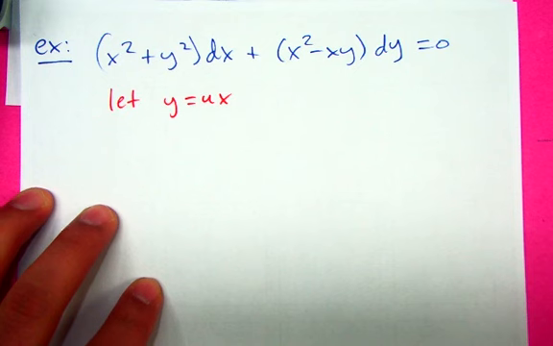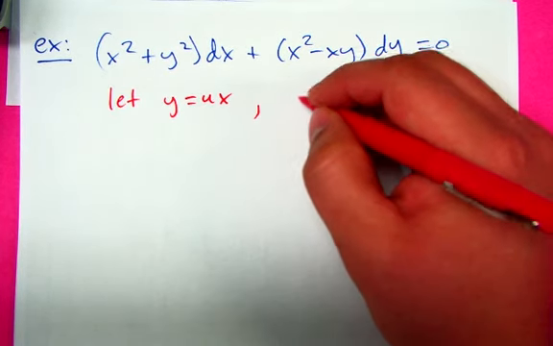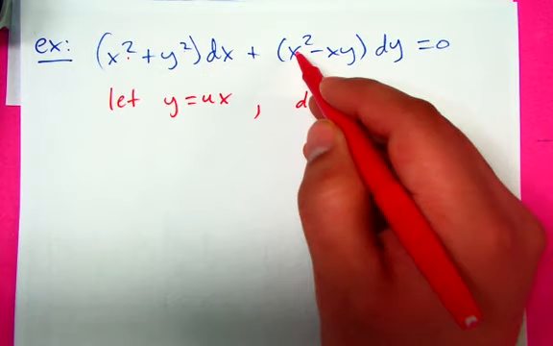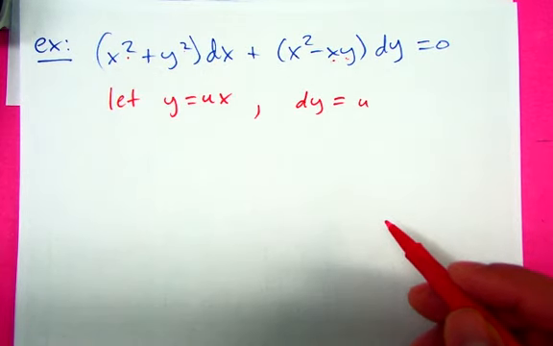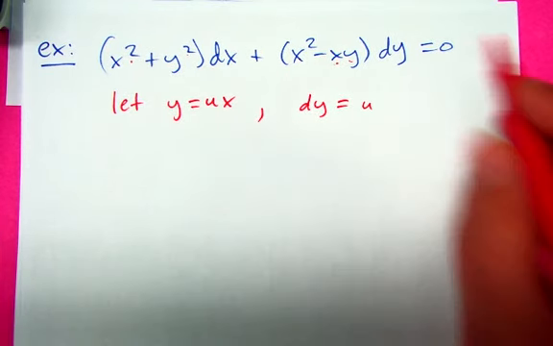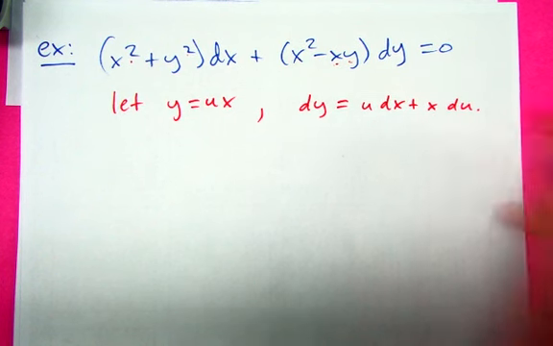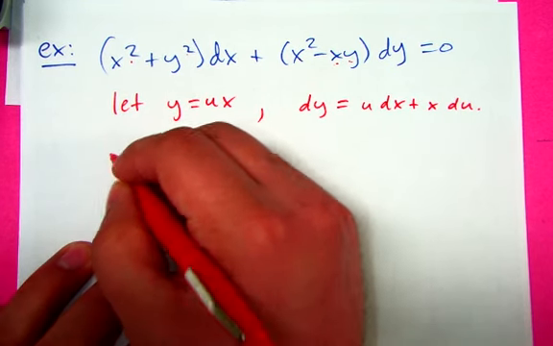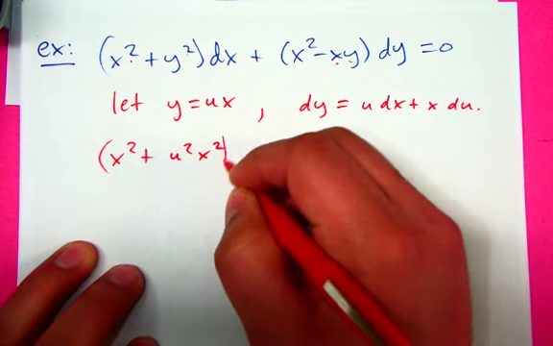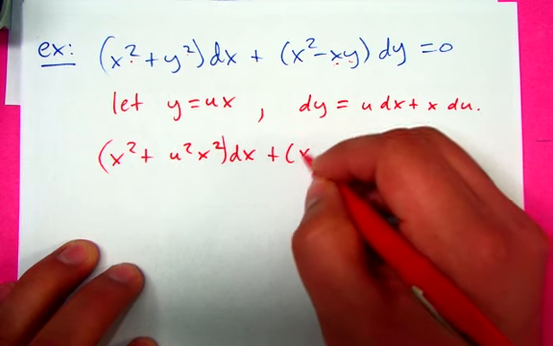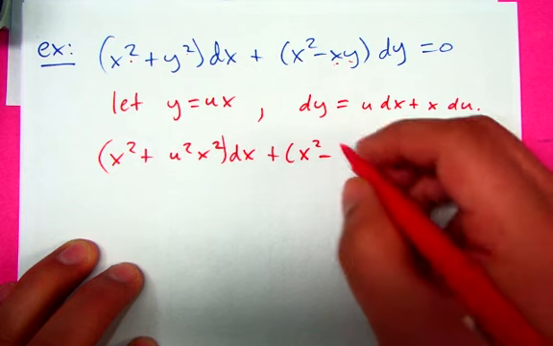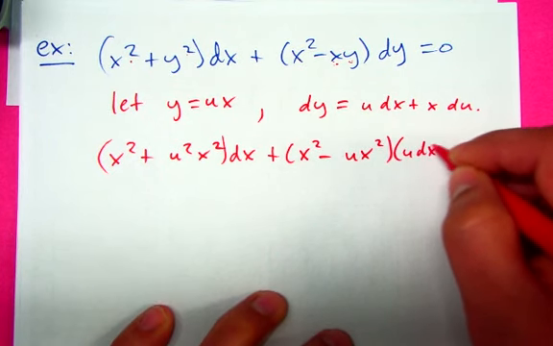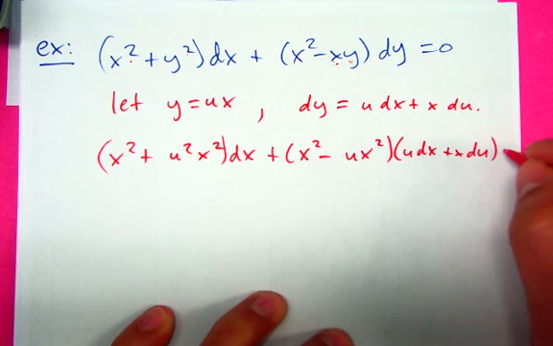y equals ux, just like we did for the proof. So then dy would be u dx plus x du. Did you get that it was degree 2 because of x squared? Well, yeah. x squared, y squared, x squared, and then this is a linear times a linear, so it's technically quadratic. Now we're going to replace the y's with u and x. So we get x squared plus u squared x squared dx plus x squared minus x times ux. x times ux becomes ux squared. And then we have u dx plus x du equals 0.